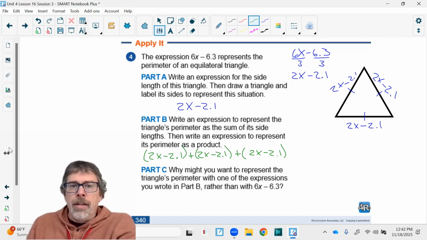Okay. Then write an expression to represent its perimeter as a product. Well, how many of those is there? There are 3, so that'd be 3 times 2x minus 2.1. Okay, and that's what product means, multiply.